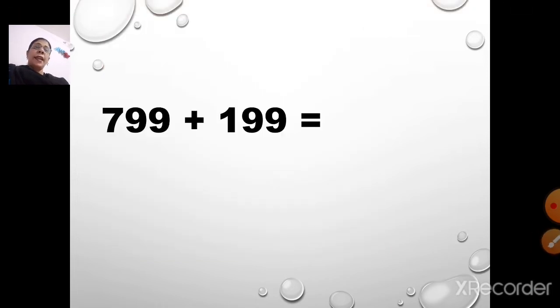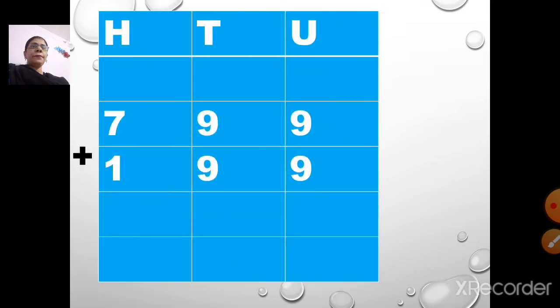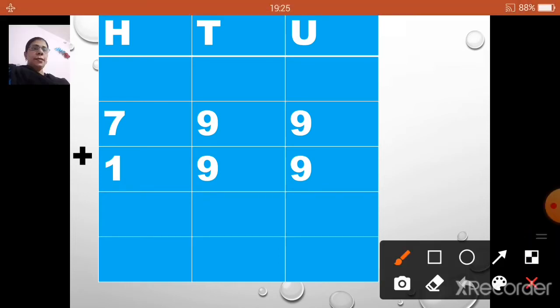Next, 799 plus 199. What is my question? 799 plus 199. Let us arrange them vertically. We have arranged them vertically according to their place value. Now we will start adding units with units. So 9 plus 9 will be how much, children? After 9, add 9 more fingers: 10, 11, 12, 13, 14, 15, 16, 17, 18. For 18, what am I going to write here? I am going to write 8 and carry over 1.